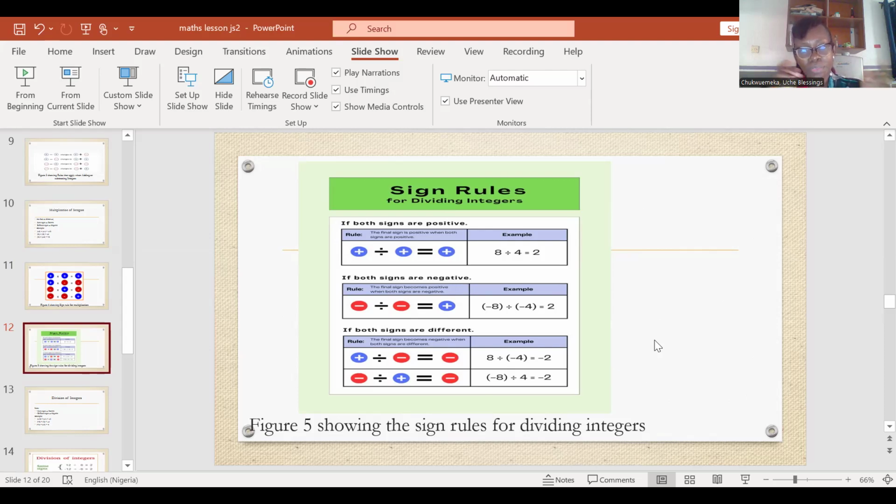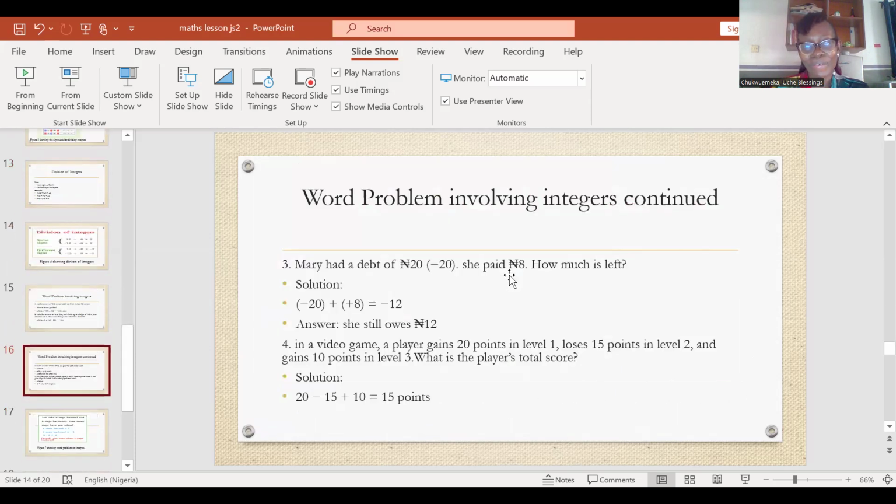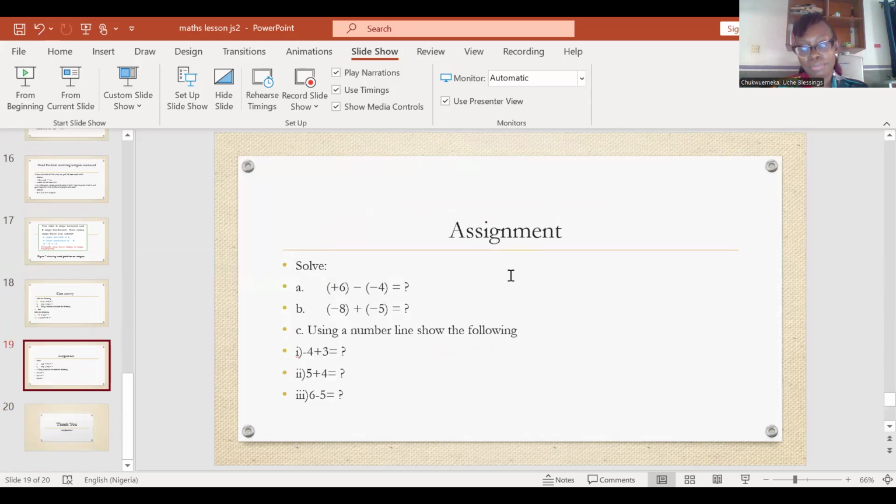Different signs will give a negative. And the same signs will give what? Same positive. If both signs are positive, our sign will remain positive. So there you go. This is your assignment.